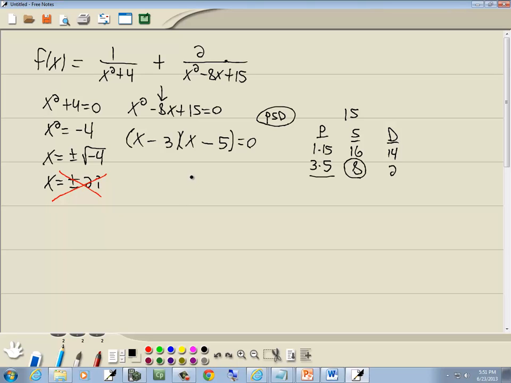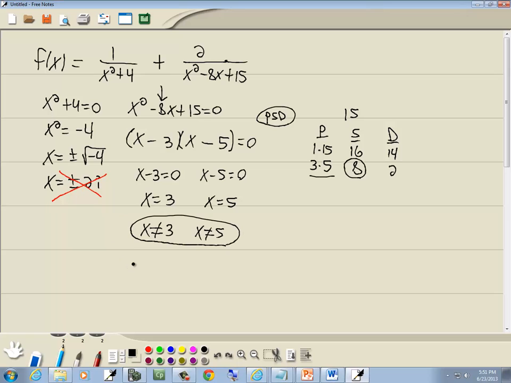Now zero factor property. If you get 0 on one side and you factor the other side, you set each factor equal to 0. So I'll set x minus 3 equal to 0 and x minus 5 equal to 0. And solve those, and I get x equals 3 and x is equal to 5. Now again, these are the ones we cannot have. So I'll put a slash saying x cannot equal 3 and x cannot equal 5.